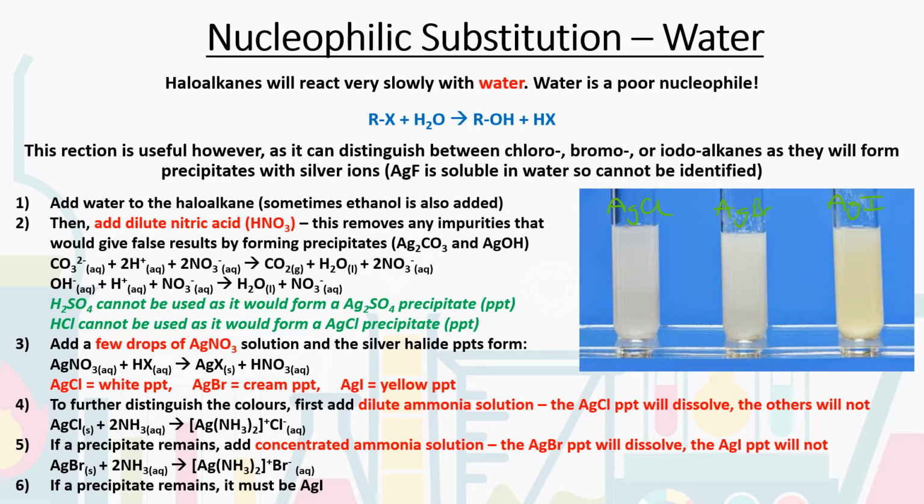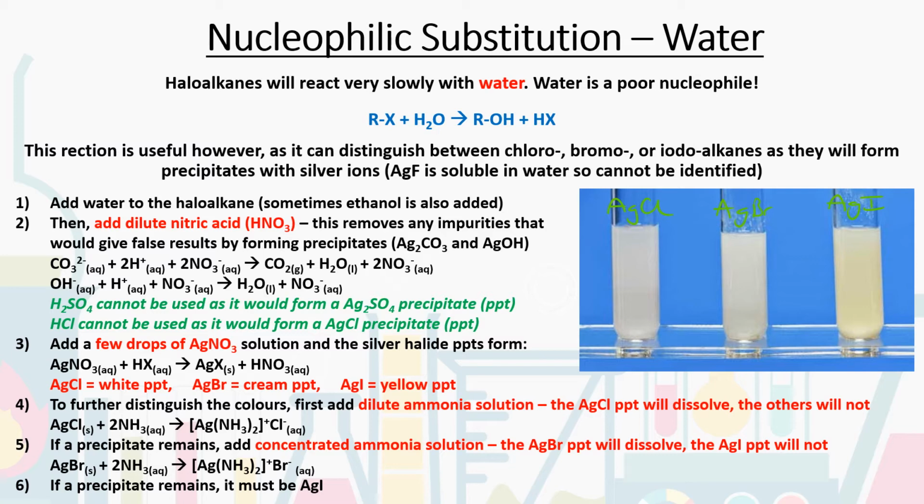Hydroxide, which is a base, plus the acid gives us water. And you can see here that I've written the ionic equations out for this. We have our carbonate anion reacting with the acid to produce carbon dioxide, water, and then our NO3 minus anions, which are the spectator anions. And likewise, we can have OH minus plus H plus and NO3 minus going to H2O, water, plus the NO3 minus again, the NO3 minus being spectator ions.